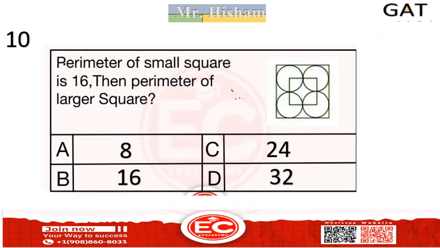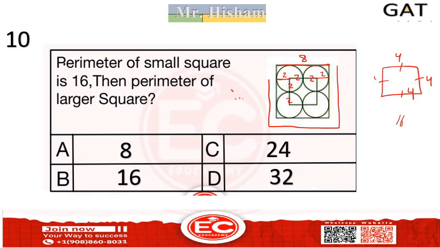The perimeter of the small square is equal to 16, and it means that this square, four sides are equal and their sum is 16, so each side is 4. So 4, 4, 4. So this side is 2, 2, 2, 2. So the length of diameter here is 2 and here is 2. So the whole side here is 8. So the perimeter of the outer square is 8 times 4, which is equal to 32. So the right answer is D.